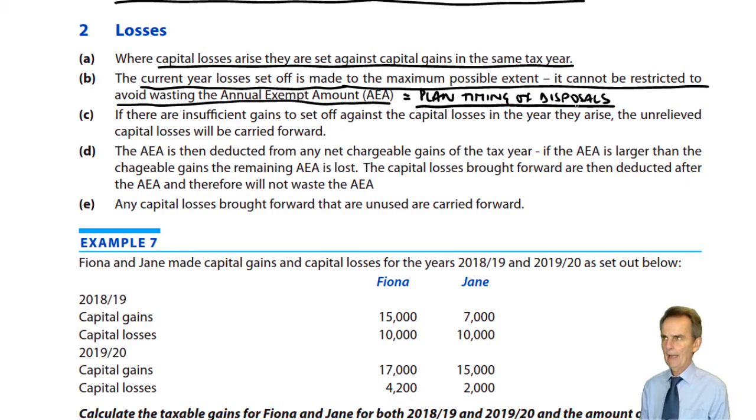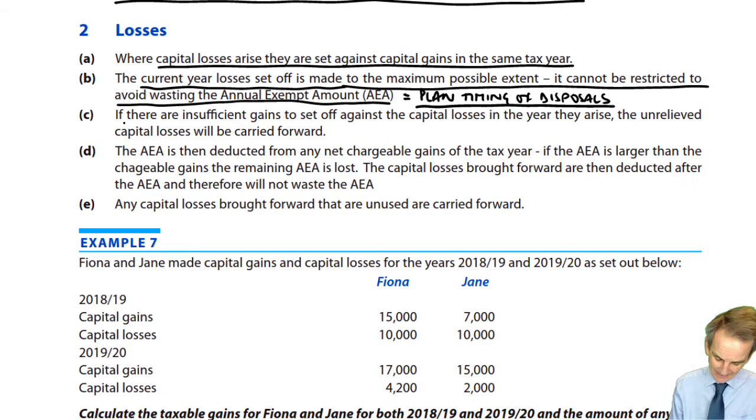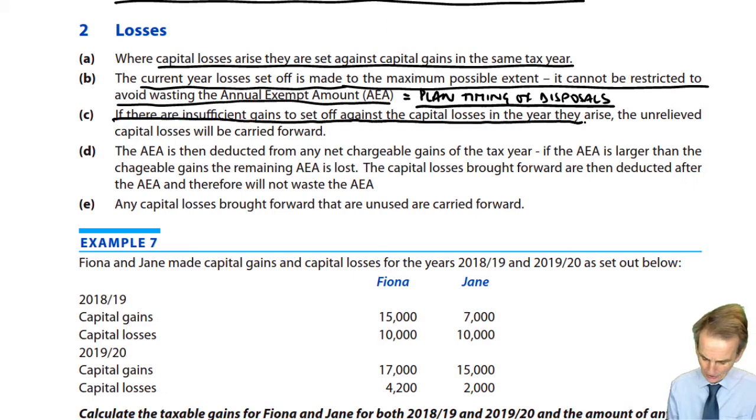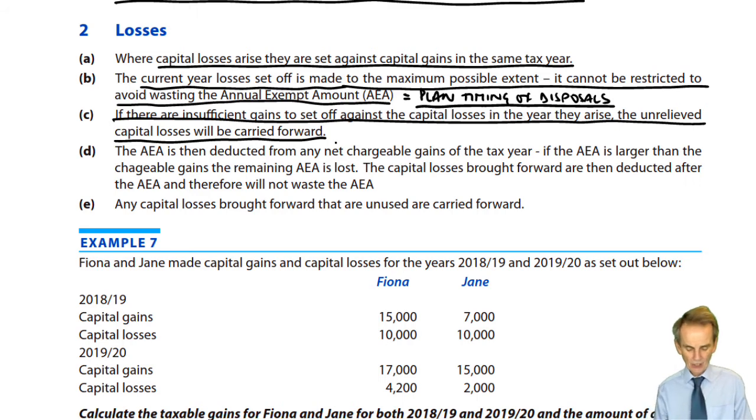Now, you're thinking, how does that give you any advantage? Well, let's just remind ourselves what would happen if in a tax year you had net losses. In my example, that would simply be a loss of £8,000. If there are insufficient gains to set off against the capital losses in the tax year they arise, then the unrelieved capital losses will be carried forward.